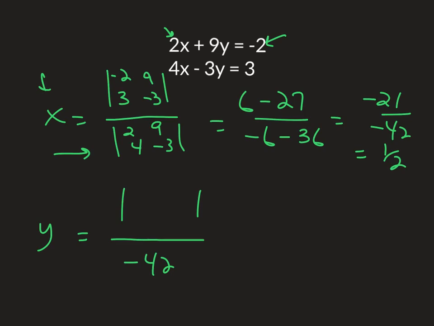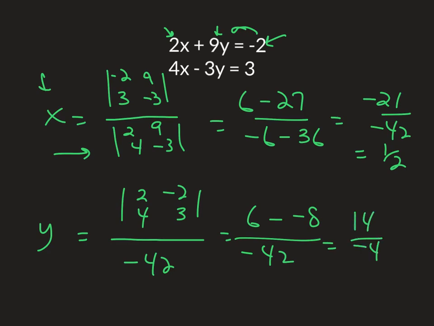When you're looking for your y, don't use your y's. Use these numbers instead. Use the negative 2 and 3. Make sure you put them in the y place, though, in the y column. Your x's are okay here. And do the same thing. Multiply, subtract. Over negative 42 gives me 14 over negative 42, which is negative 2/6, which is really negative 1/3. So my solution is 1/2 and negative 1/3, because that's all there is to it.